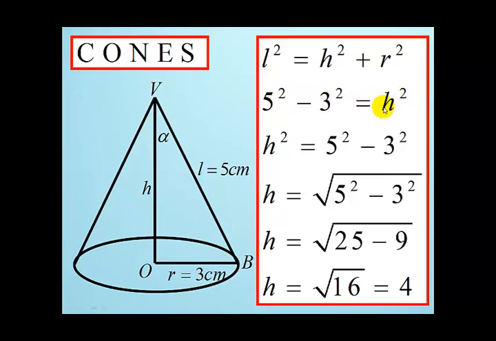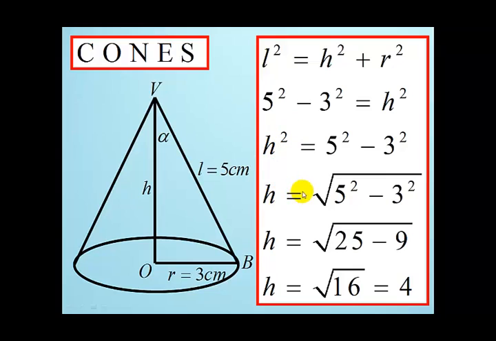Now this can also be written as H squared on the left hand side is equal to 5 squared minus 3 squared. Take note that we are solving for the height, so we need to take the square root of both sides. When we take the square root of H squared, we are left with H, and we also take the square root of the right hand side.